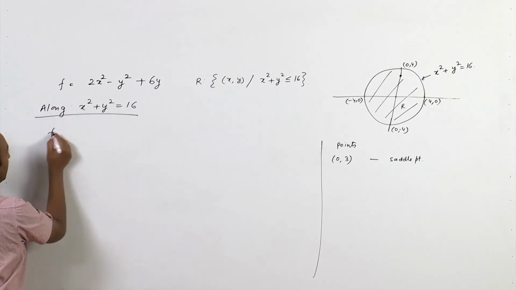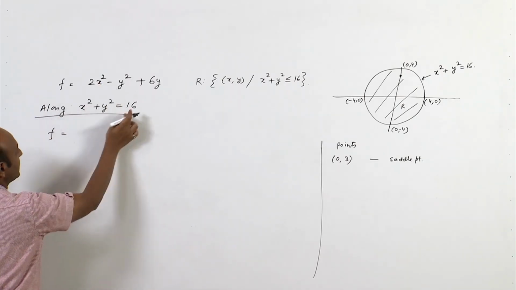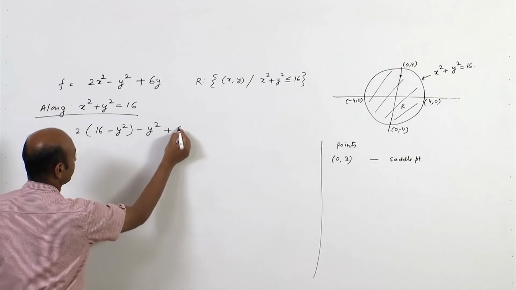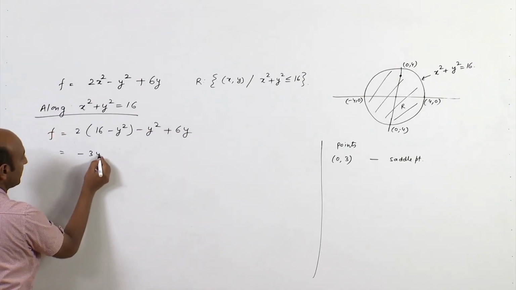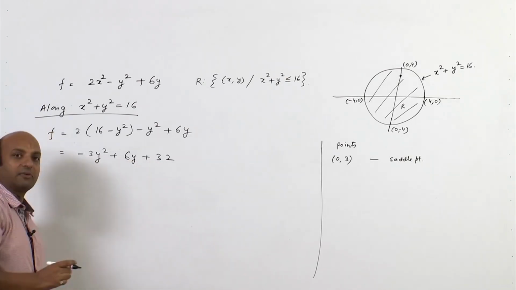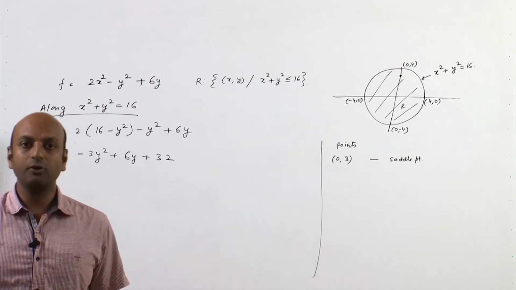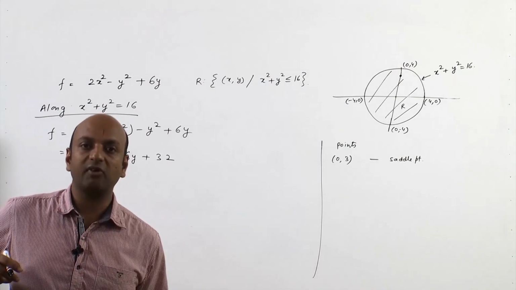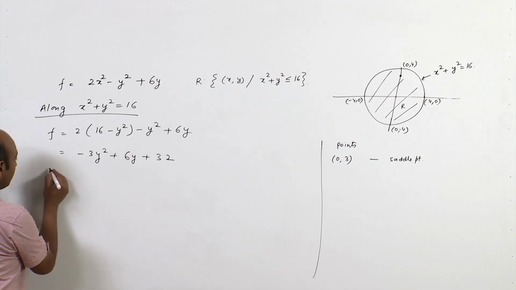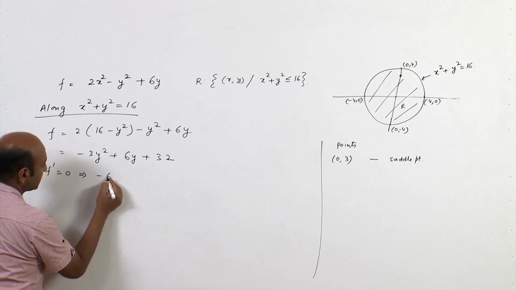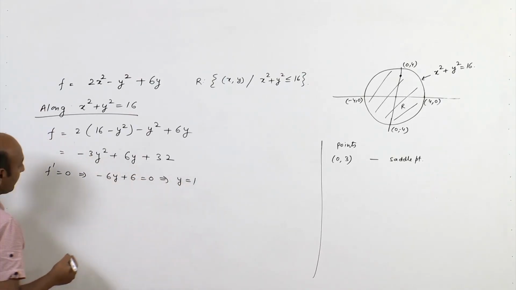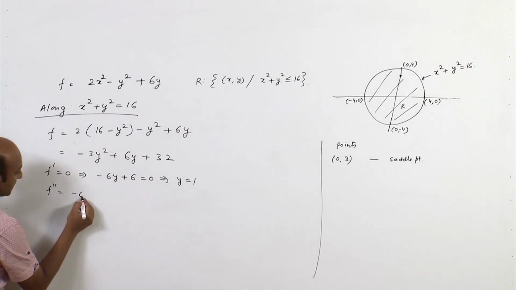Along this, f will be, you simply replace x square by 16 minus y square. This will be minus 3y square plus 6y plus 32. Now, this is a single variable function, you can simply differentiate, put the first derivative equal to 0, and then find the second derivative to find out whether the point is a point of local maxima or local minima. So, the first derivative put equal to 0 gives minus 6y plus 6 equal to 0. So, y is equal to 1. And the second derivative is minus 6, which is negative.